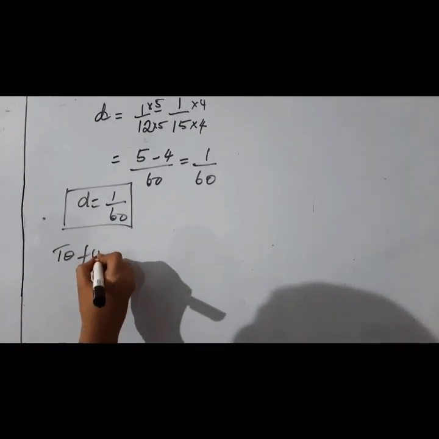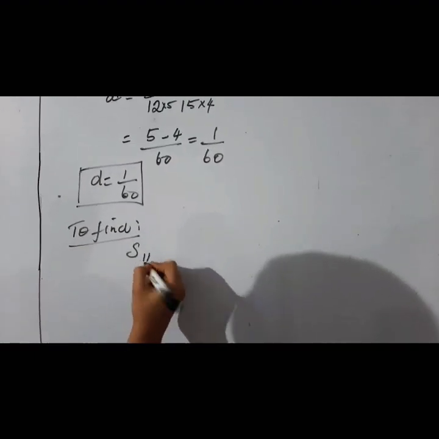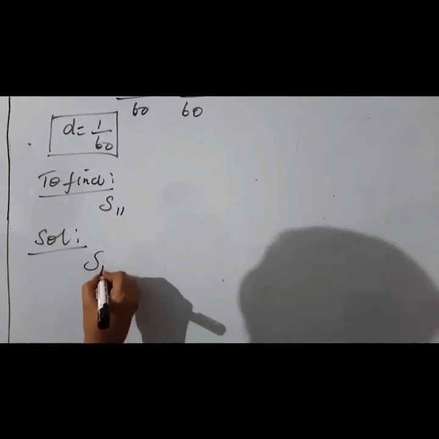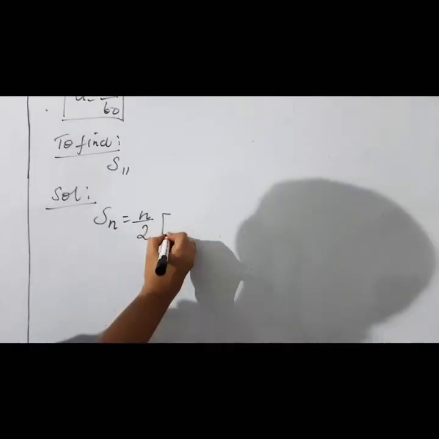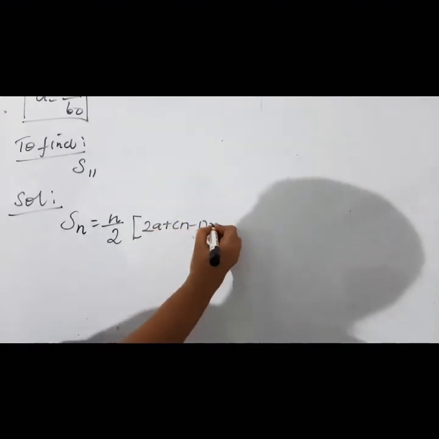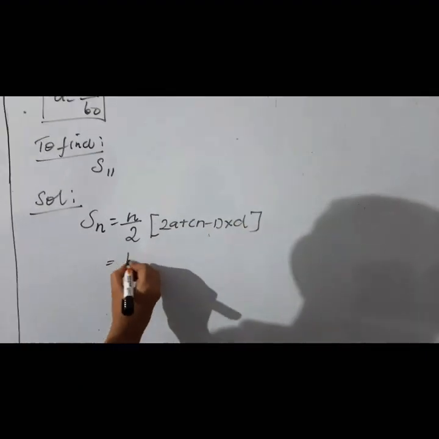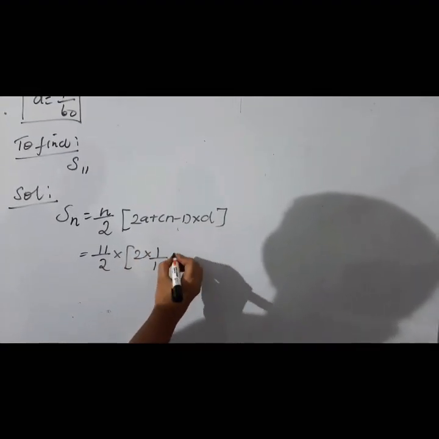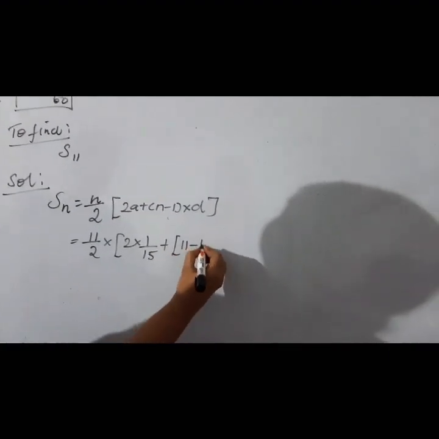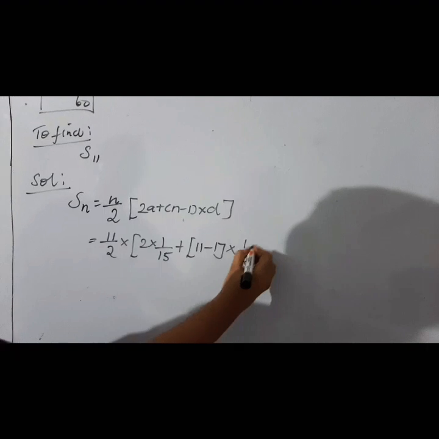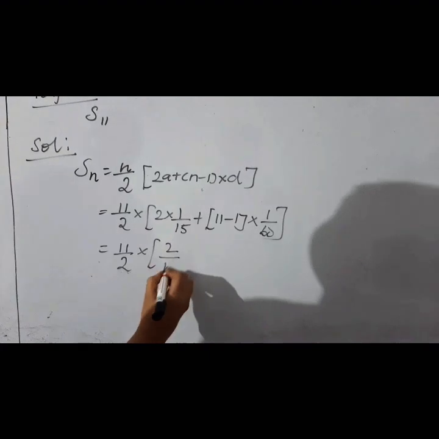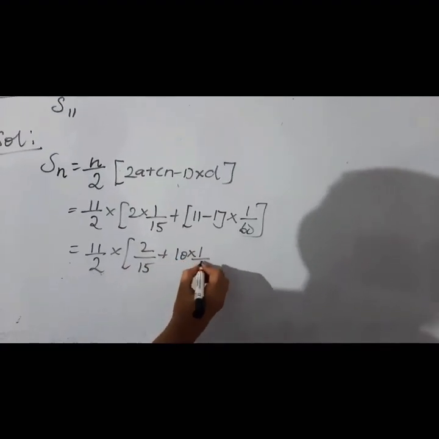a we found, d we found. Then by the question they asked us to find out S11. What is the given type of AP? It is infinite. So the Sn formula here is n by 2 into 2a plus (n minus 1) into d. Substitute all the values. 11 by 2 into (2 into a, which is 1 by 15, plus (11 minus 1) into d, which is 1 by 60), which is equal to 11 by 2 into (2 by 15 plus 10 into 1 by 60).